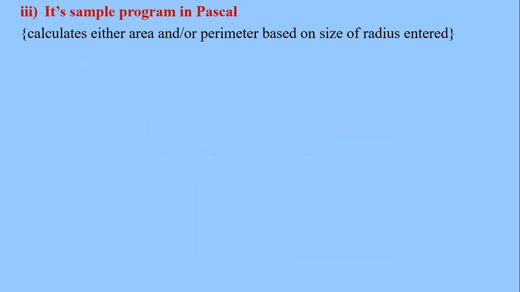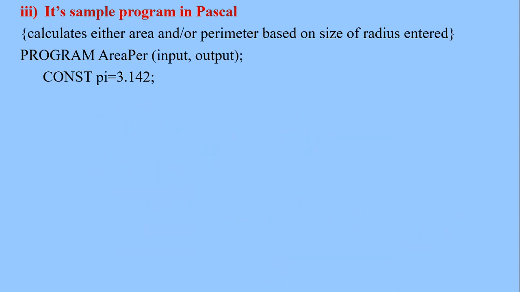So here is a sample program in Pascal. It calculates either area and or perimeter based on the size of the radius entered. My program is called area per. We declare a memory location for pi to hold a value which will not be changing, which has a fractional part, and we assign that memory location 3.142. Then we declare 3 memory locations which will be holding data that will be changing. That is area, radius, and perimeter. And the data to be stored in them will be of type real. It will have a fractional part.